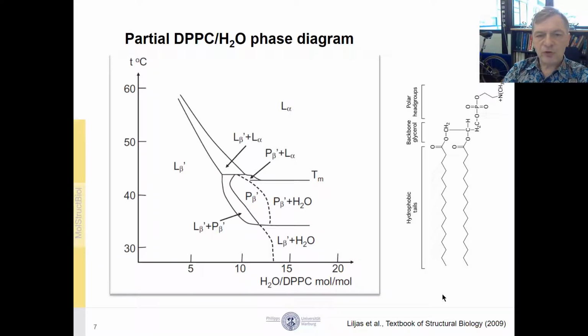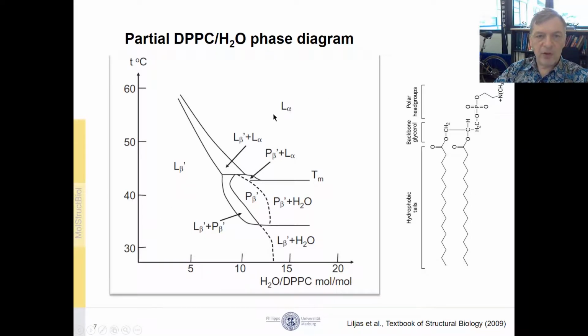So one of the major problems that we come up with lipids, and of course especially when we study membrane proteins being part of lipidic phases, are the very difficult, very complex phase diagrams we observe. For example, for this super simple lipid, dipalmitoyl phosphatidylcholine, DPPC, here shown. That is a phase diagram.